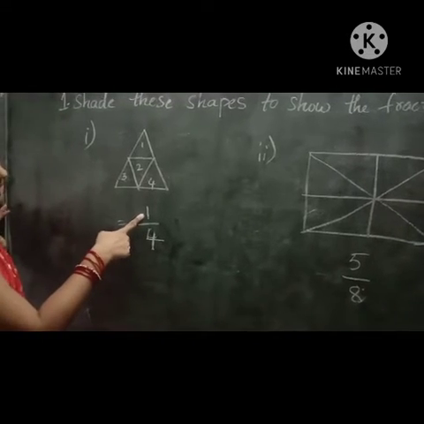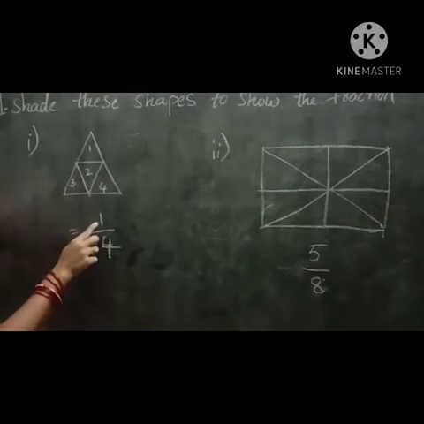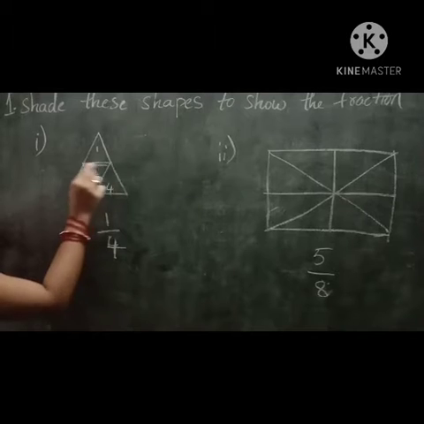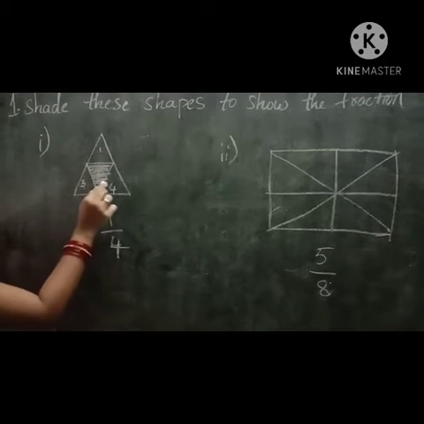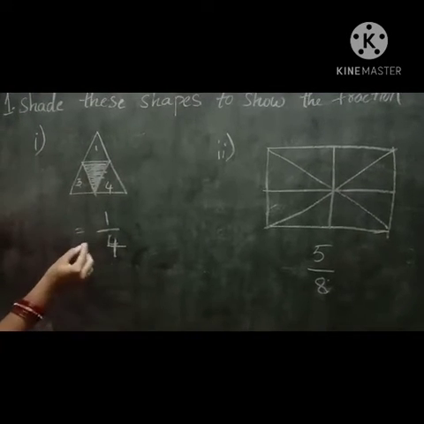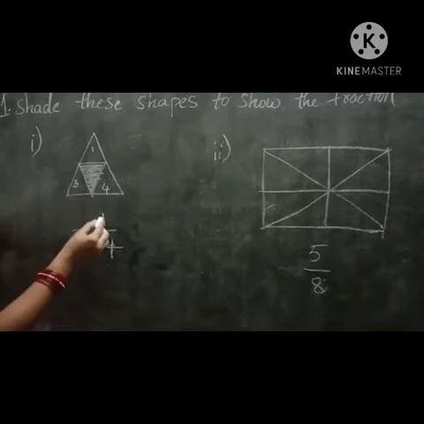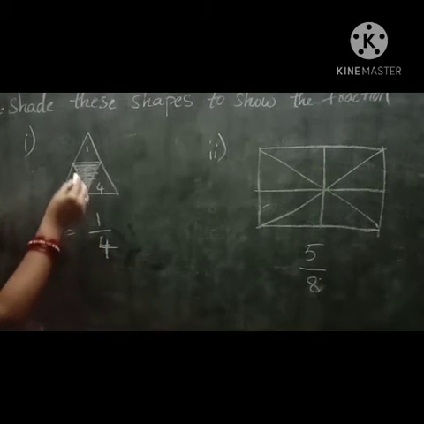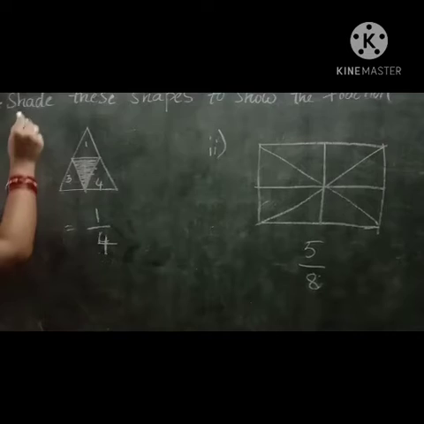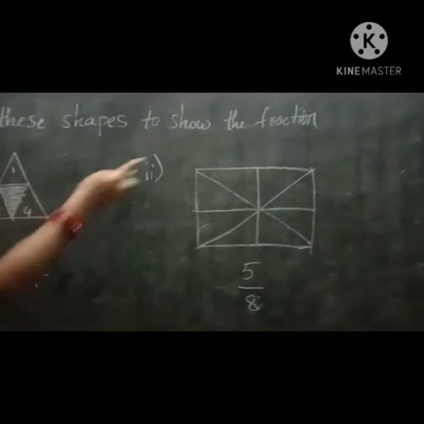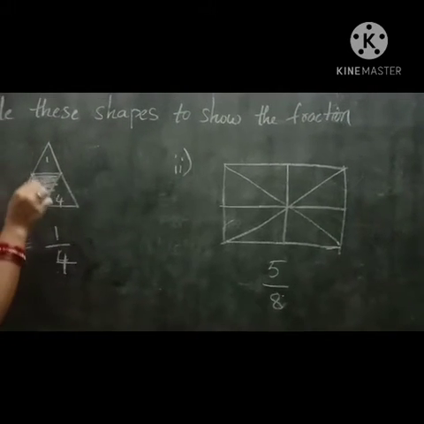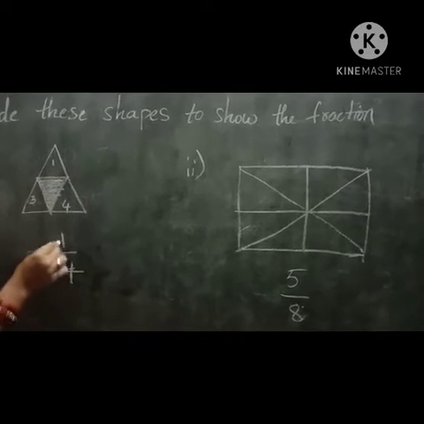See here, how many parts are there? Only 1 part we have to shade. So what is this fraction? 1 by 4. See here, 1 by 4. Shade these shapes to show the fraction.